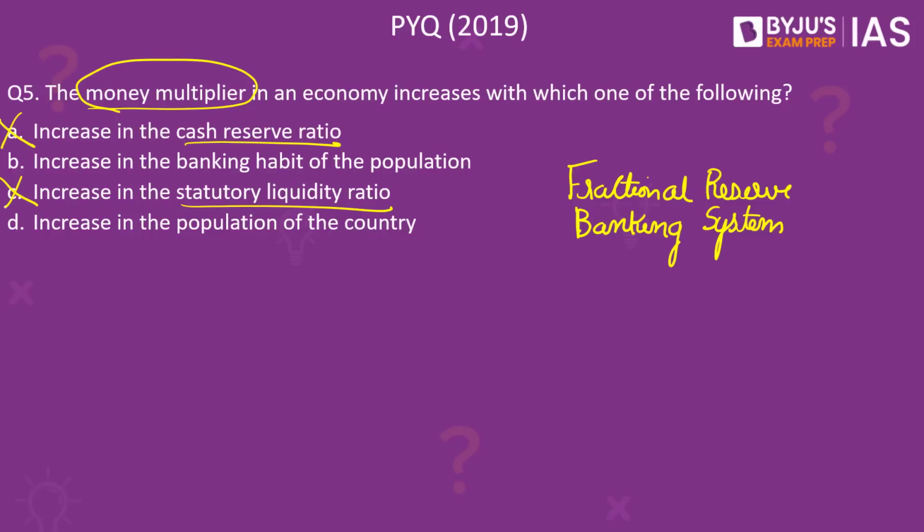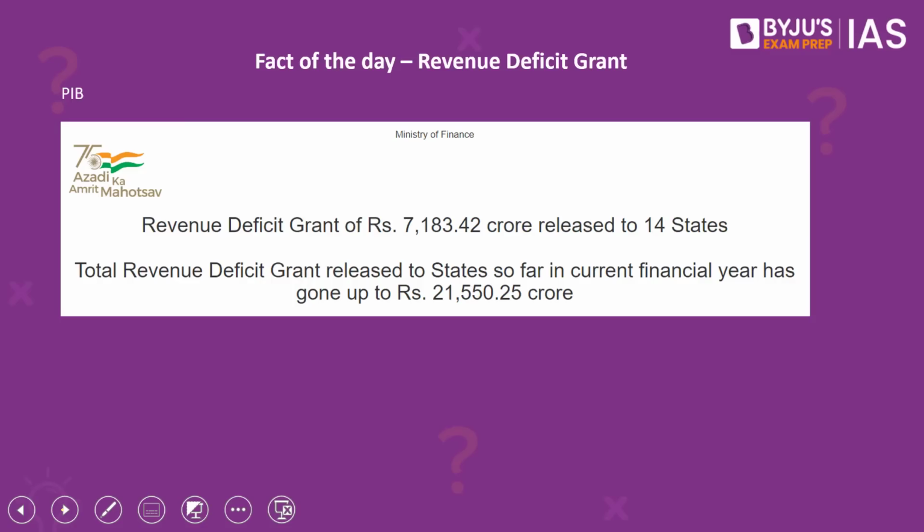Now consider option B. As the banking habit in a population increases, people will tend to save more. This will result in an increase in the deposit money available with banks, which they can use to lend. This will indeed help increase the money multiplier effect. So the correct answer is option B. Please note that a general increase in the population of the country need not result in an increase in the money multiplier effect. Moving on to the fact of the day, revenue deficit grant.